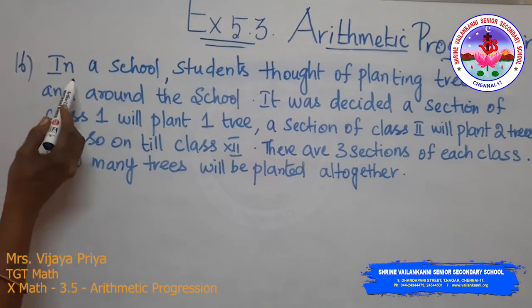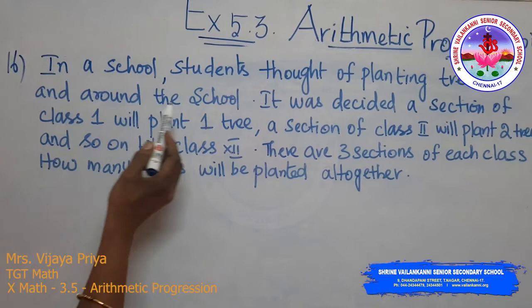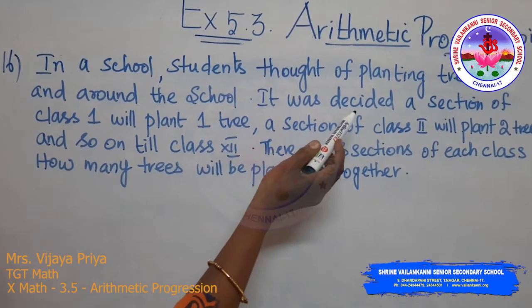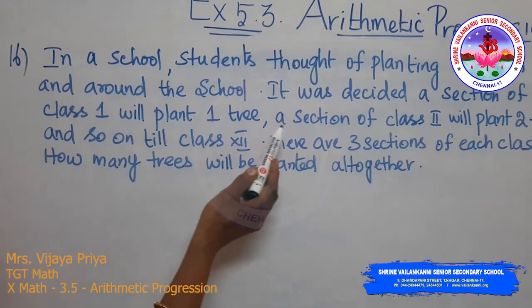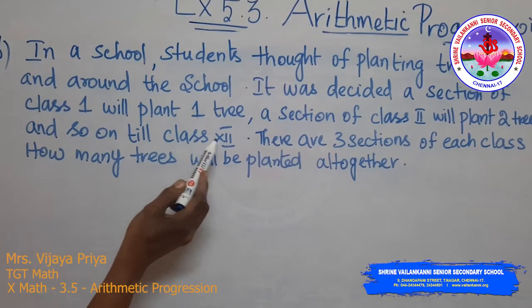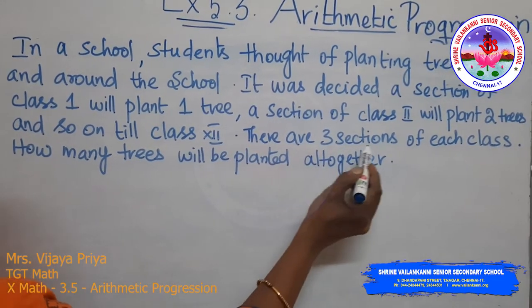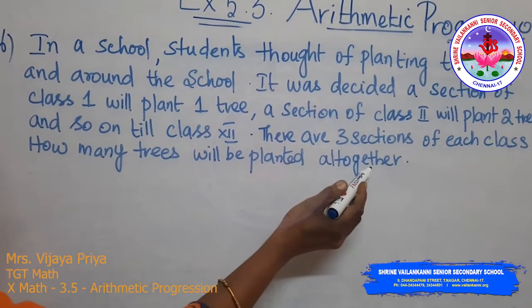16th problem. In a school, students thought of planting trees in and around the school. It was decided a section of class 1 will plant 1 tree, a section of class 2 will plant 2 trees, and so on till class 12. There are 3 sections of each class. So how many trees will be planted altogether?